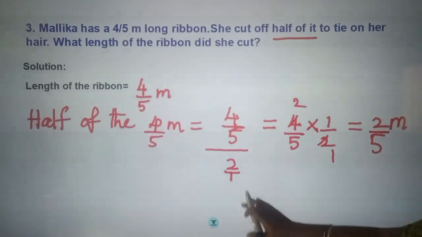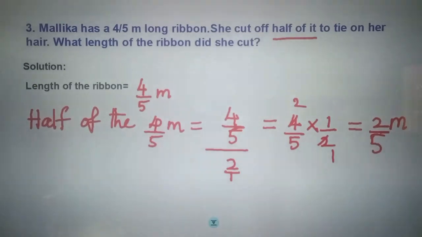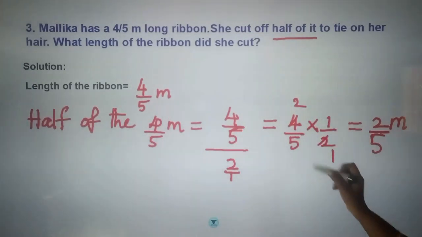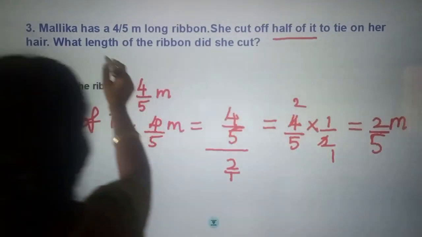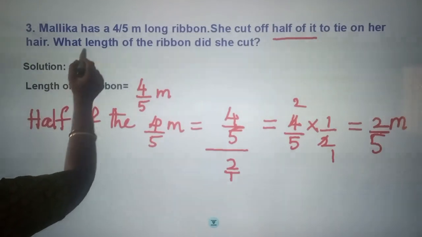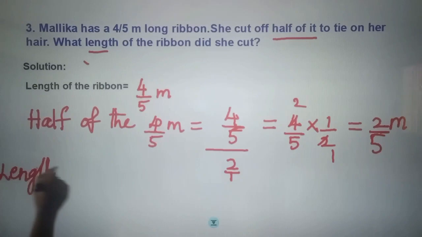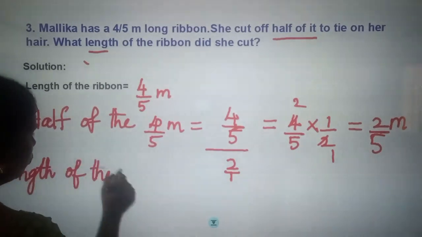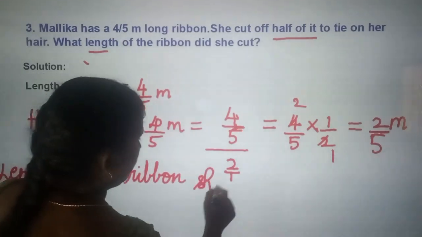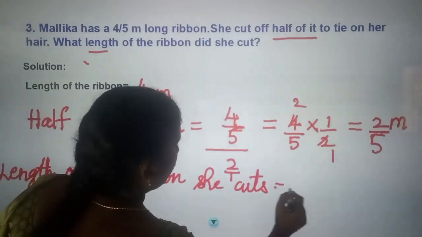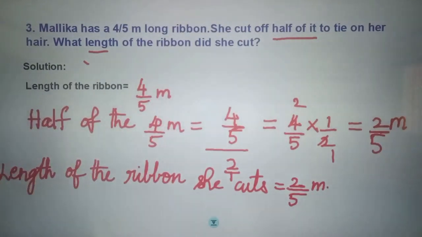4 by 5 by 2 by 1 வந்துச்சுன்னா 4 by 5 into இது ரெசிப்ரோக்கல் ஆயிடும் 1 by 2 அப்படின்னு தலைகீழ எழுதுவோம். Here 2 and 4 gets cancelled. Therefore 2 1s are 2, 5 ones are 5, 2 by 5 meter. Then the question is asking the length of the ribbon. Therefore, the length of the ribbon she cuts is equal to 2 by 5 meter. Is it clear, children?